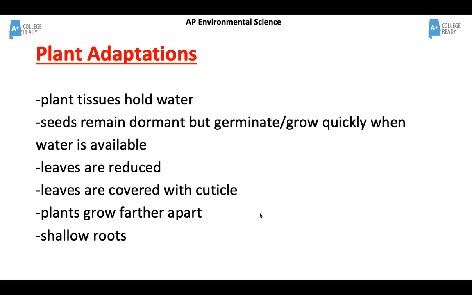The seeds remain dormant, but they can germinate and grow quickly when water is available. So seeds might sit out in the desert for months and not grow, but then as soon as they get a good rain, that's when they are going to grow. So they really take advantage of the rain when they can.